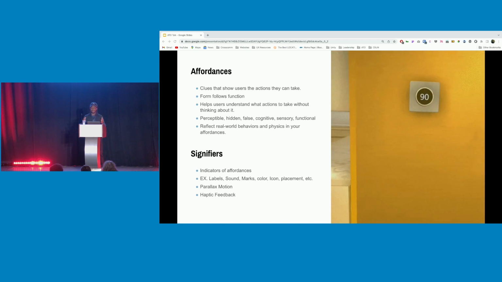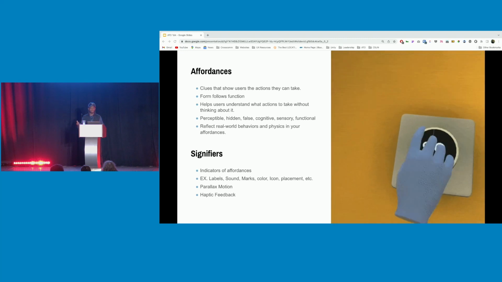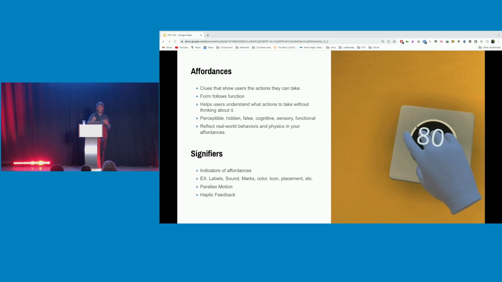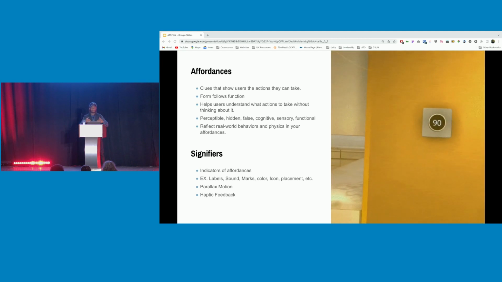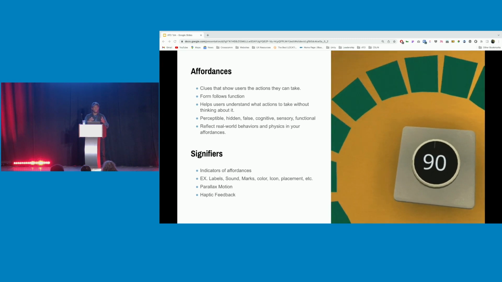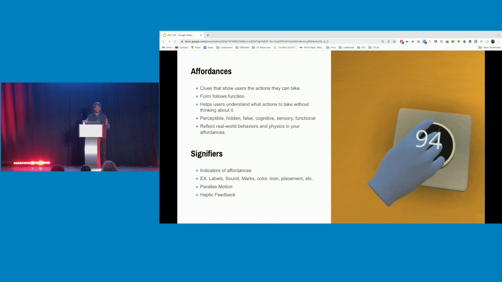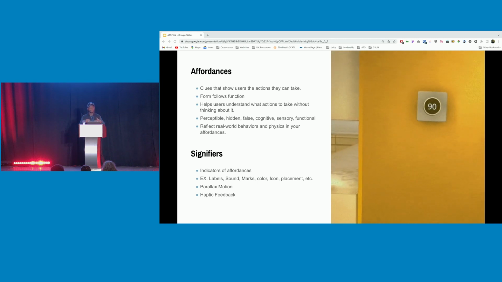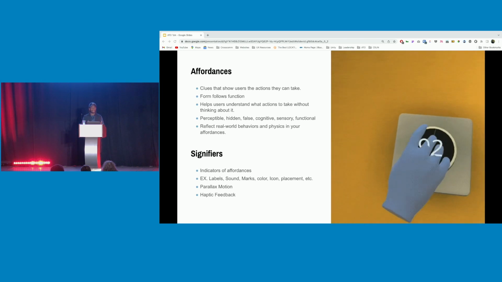Now, a signifier helps indicate where and how people should interact with those affordances. So if we go back to the door, and let's say you have a sign over it that says pull or push. Now, when the user goes to open that door, they understand which direction they should be opening it. And that's what a signifier is. It helps you understand how to use that affordance. Now, affordances and signifiers together help communicate to the user how we should be interacting with experiences.